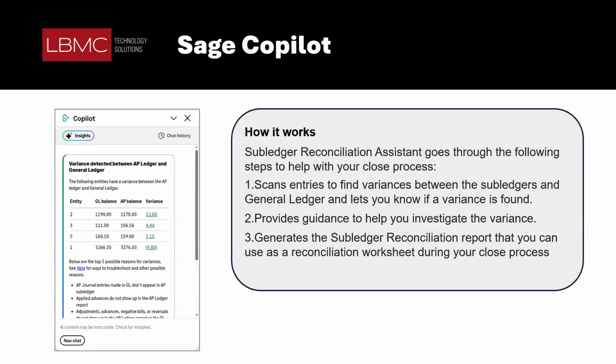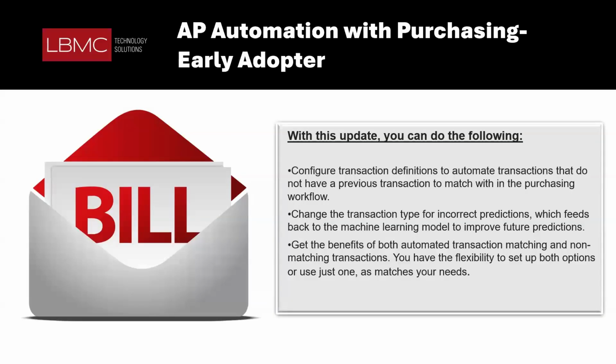So as you can see, Sage Copilot can be very instrumental in streamlining your information and helps to verify any variances that you have before you have to go in and get more detail, but at least you have a basis of the variances that you're looking for within the system. Speaking of early adopters, we also have AP automation with purchasing.